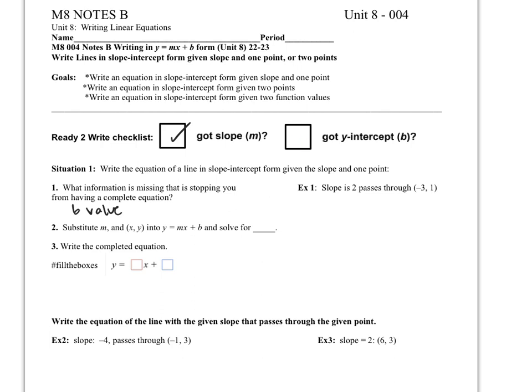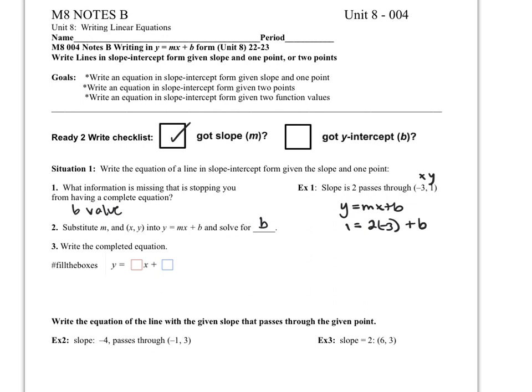So what I'm going to do is substitute the m, the x, and the y into y equals mx plus b, and I'm going to solve it for b. So if I write my formula, y equals mx plus b, that means I get to change y to 1 because that's what my y number is. I can change m to 2 because that's what my slope is. I can change x to -3 because that's the x-coordinate. And the b I can't change to anything because it's unknown.